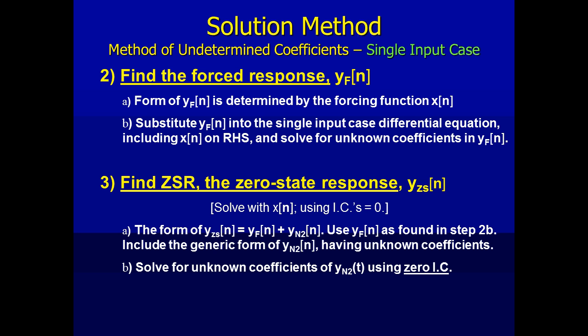So our zero state response for the single input case is going to be my forced response, and my natural response, which we said was K2, so 2/3 times -1/2 to the n. Now I'm going to want to say this is only valid for n greater than or equal to 0, because that's when I'm starting up my input.